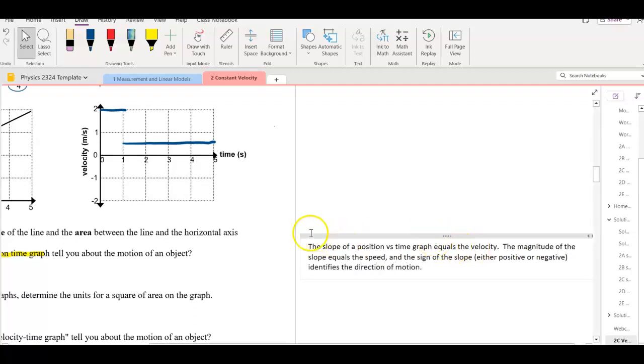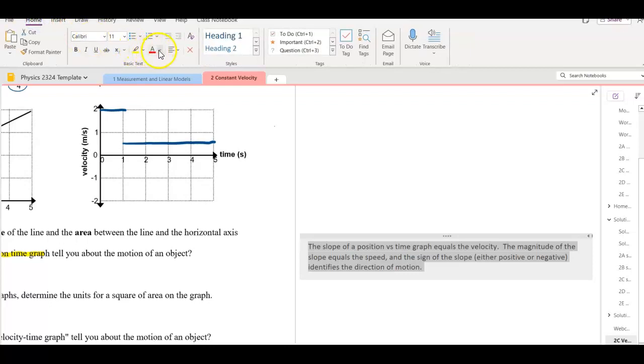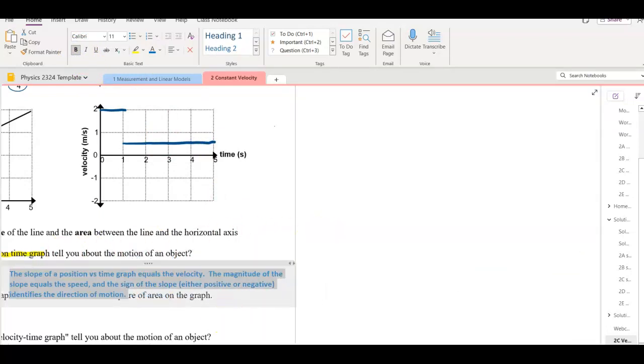Okay, so we've known that, and we've been using that information. But now let's talk about what this information means on a velocity versus time graph. So let me get this over here.